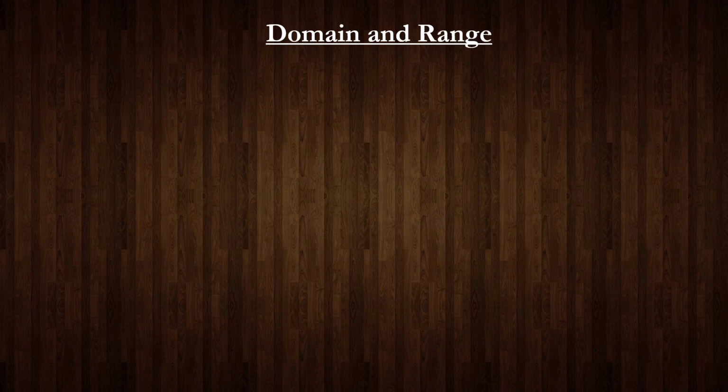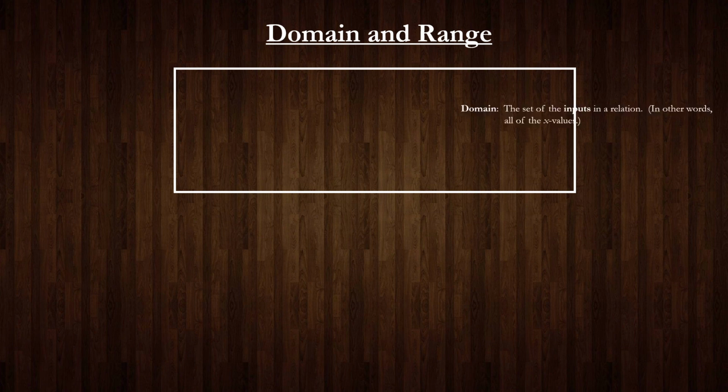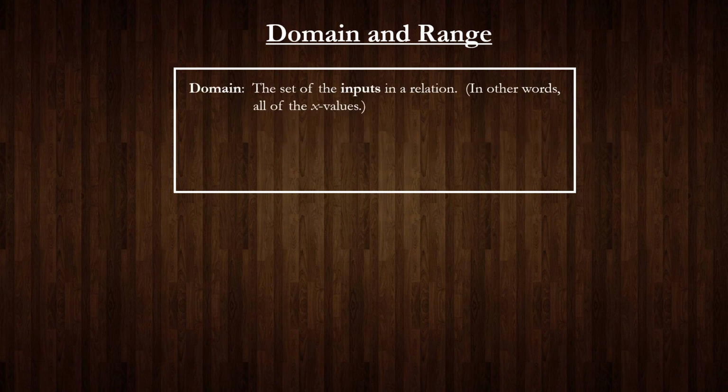Well, those two terms actually just refer to lists. Specifically, when we say domain, we're talking about a list of input values. The set of the inputs in a relation is what we call the domain. Very often in mathematics, the inputs in a relation or a function are the x values. So when we say domain, we're usually talking about the possible x values for that relation or function.